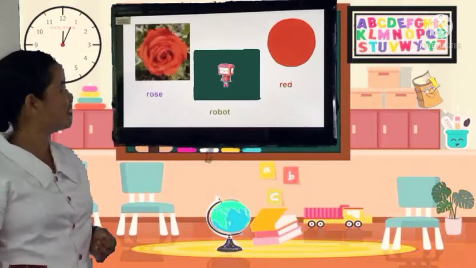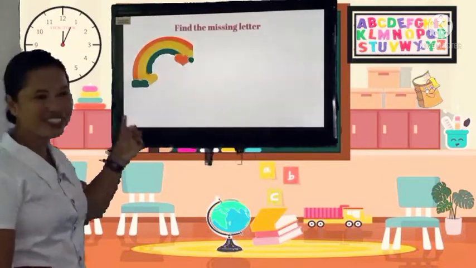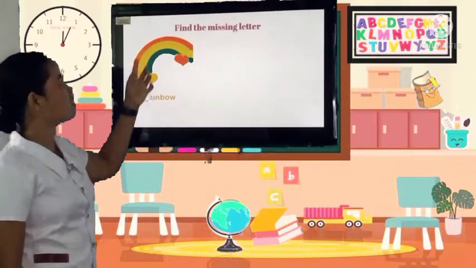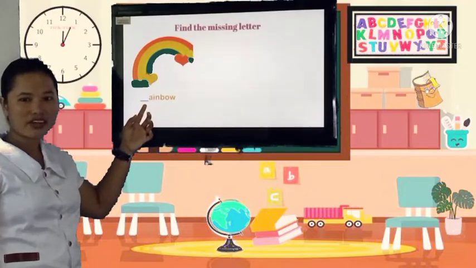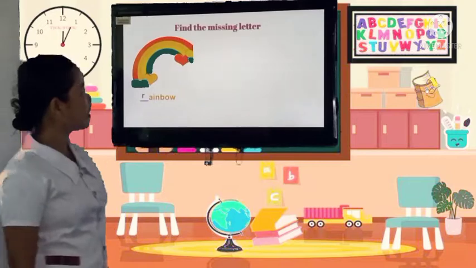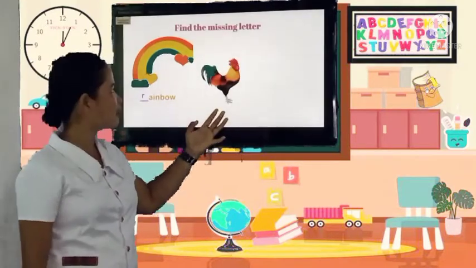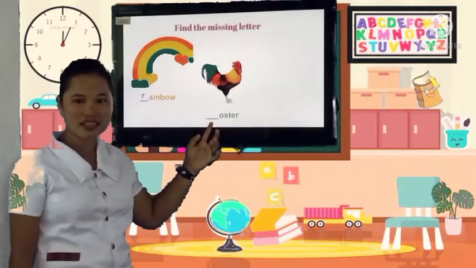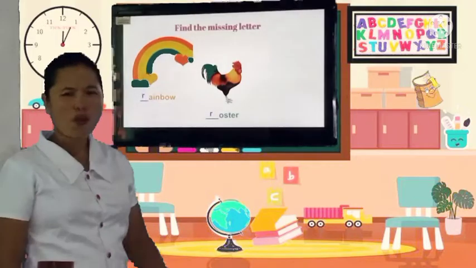Okay? So, what is this one? It's a rainbow. And what's the missing letter here? R. Yes, it's letter R. Next is, what's this one? Rooster. Yes, it's a rooster and the missing letter is? R. Yes, it's letter R. What's the sound again of R?